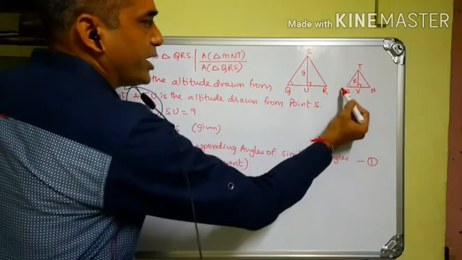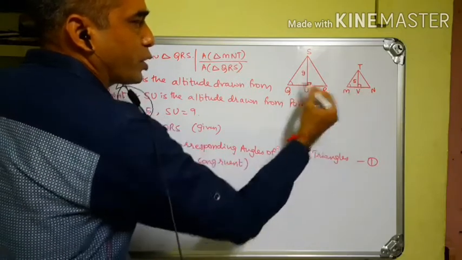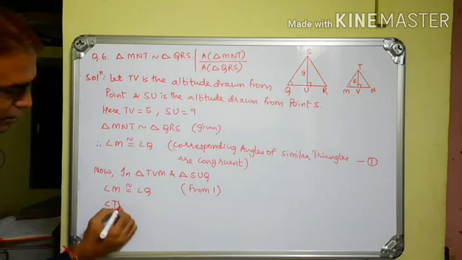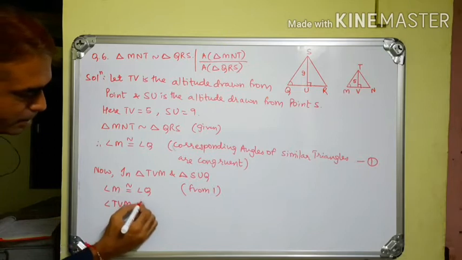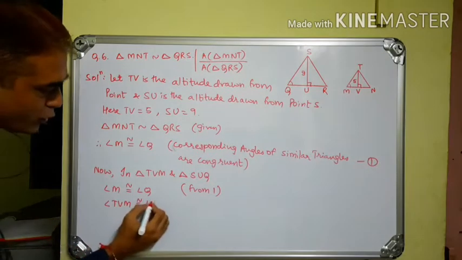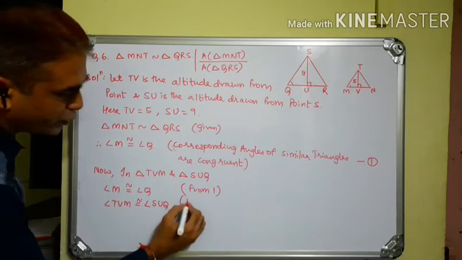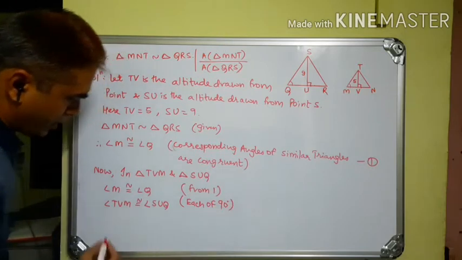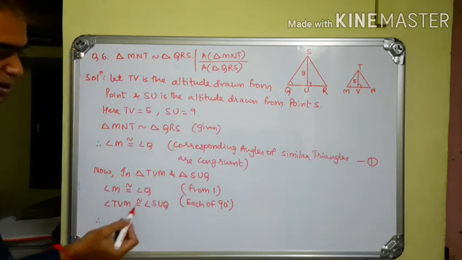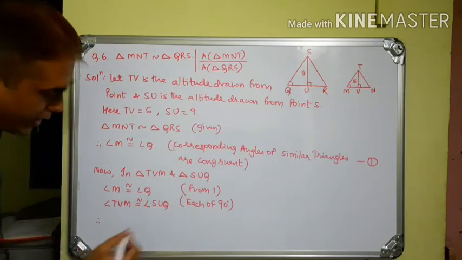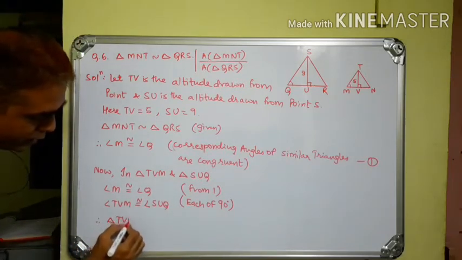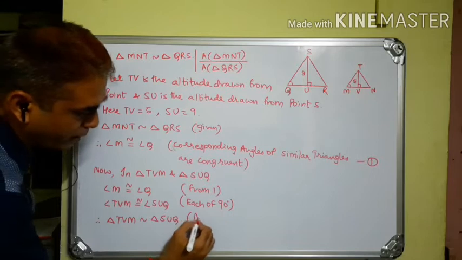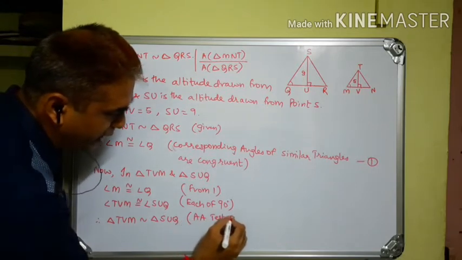So angle TVM is congruent to angle SUQ because they are right angles, each of 90 degrees. Therefore, these two triangles are similar by which test? AA test. Therefore, triangle TVM is similar to triangle SUQ by AA test of similarity.